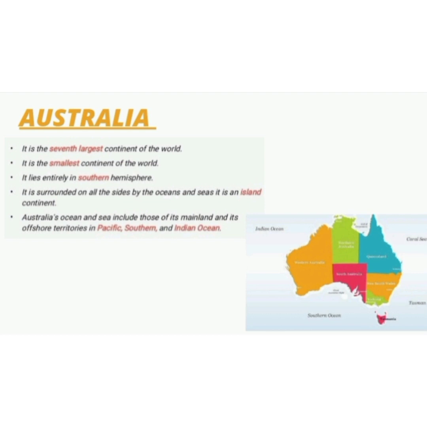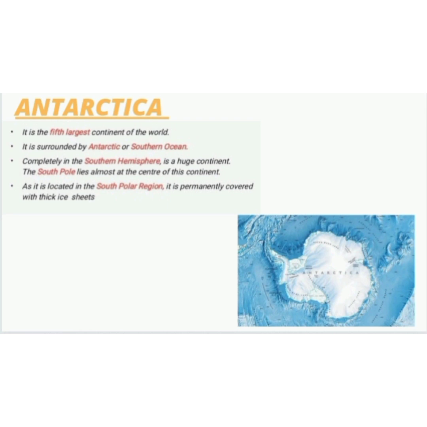And Australia's oceans and seas include those of the mainland and its offshore territories in the Pacific Ocean, Southern Ocean and Indian Oceans.